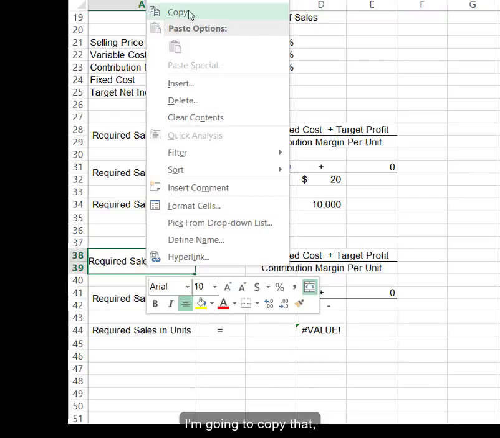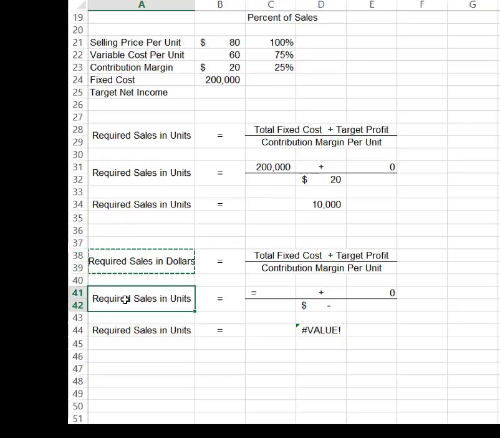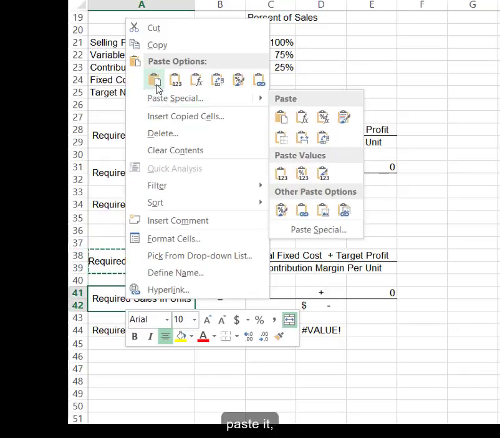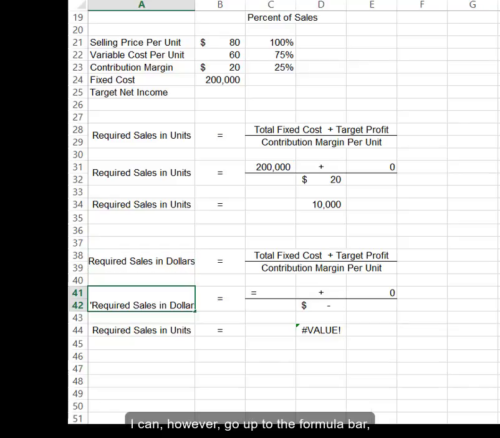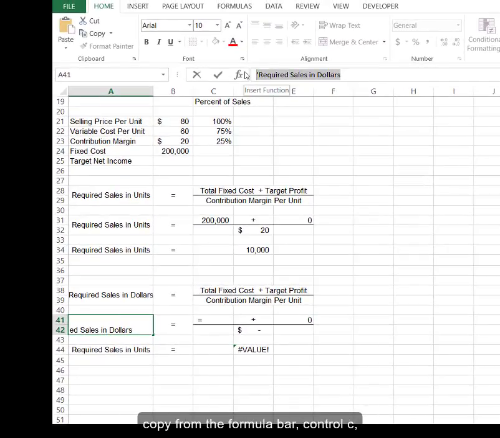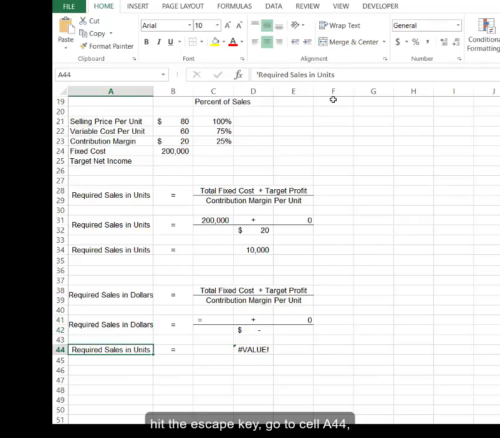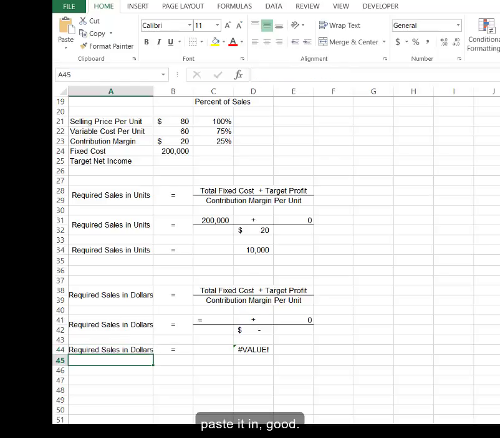And I'm going to copy that, paste it. If I were to paste it in 44, I would have the problem with the merge cells. It would merge the cells as well. I can, however, go up to the formula bar, copy it from the formula bar, Control-C, hit the escape key, go to cell A44, paste it in. Good. Required sales in dollars.